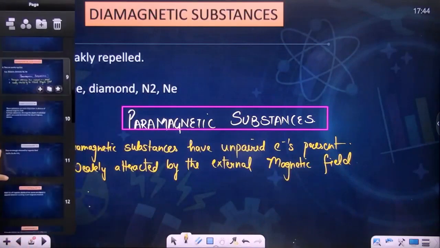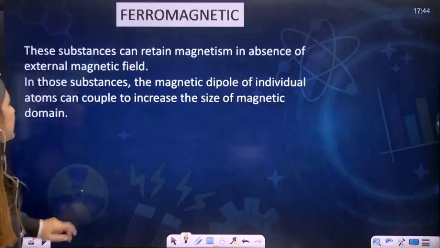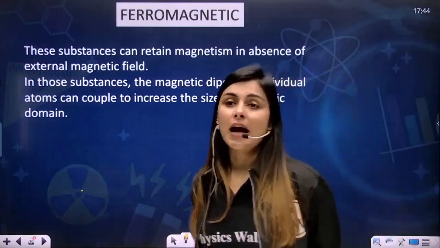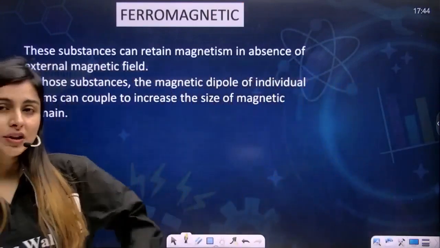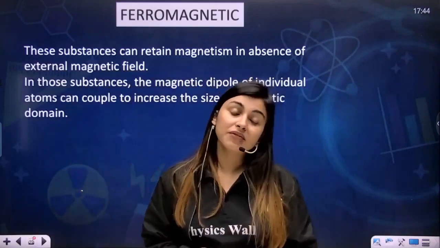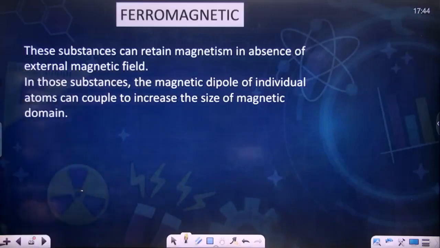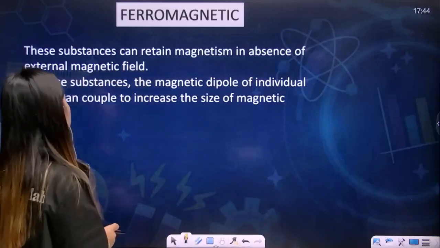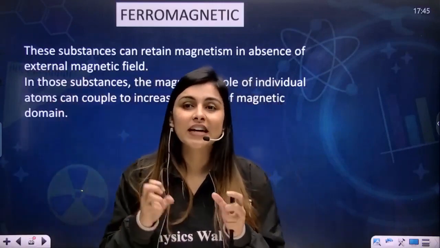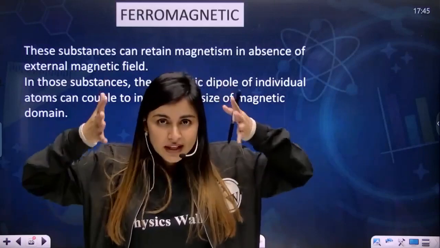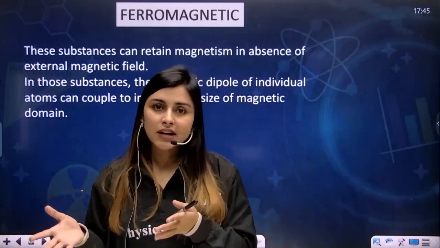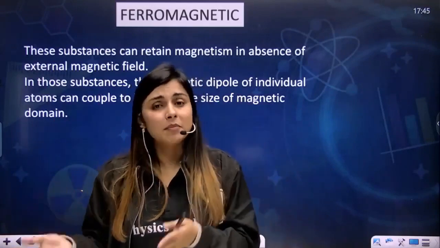I hope you've written it now. Now, my dear students, let's talk about the third magnetic property, that is ferromagnetism. In ferromagnetism you have three different properties: ferro, ferri, and anti-ferromagnetism. These substances can retain magnetism in absence of external magnetic field as well. When I talked about paramagnetic, I told you that they are weakly attracted in the magnetic field. When they are present in the magnetic field, they behave like a magnet.